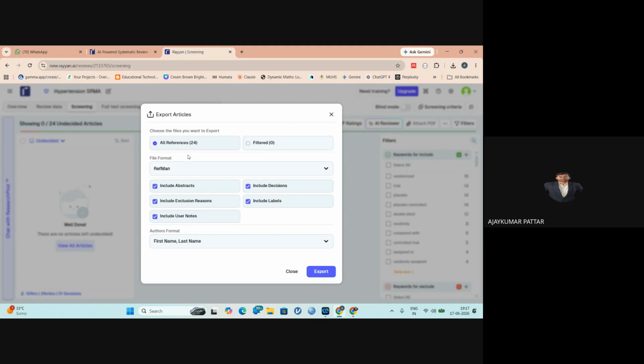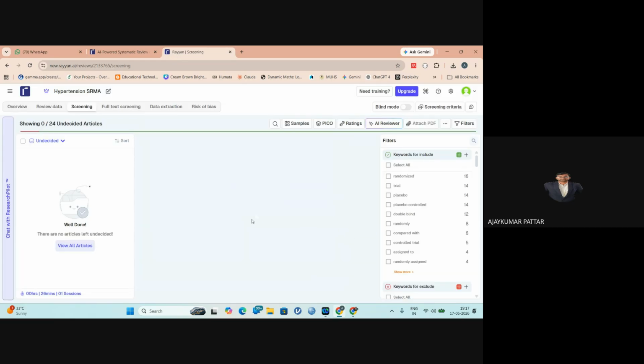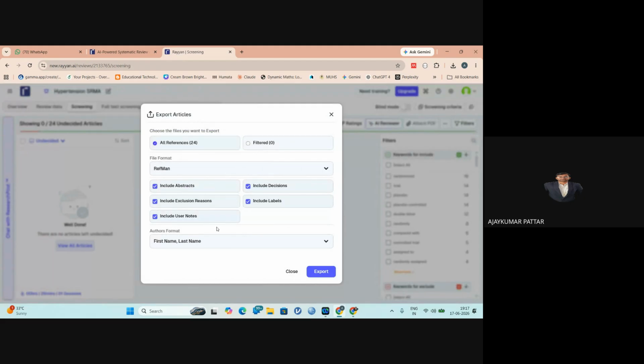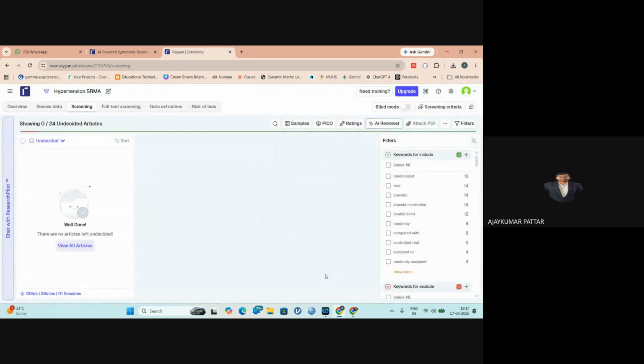So here there is no option like remove excluded one. It is taking 24. Okay, it is also okay. Later on we can remove that particular PDF, as we excluded it in the title abstract screening. So here I will click on export.